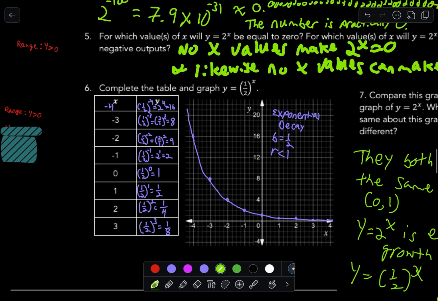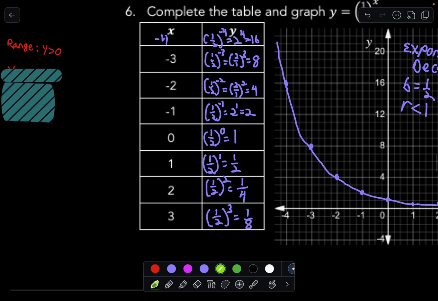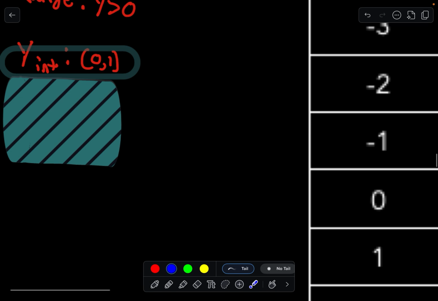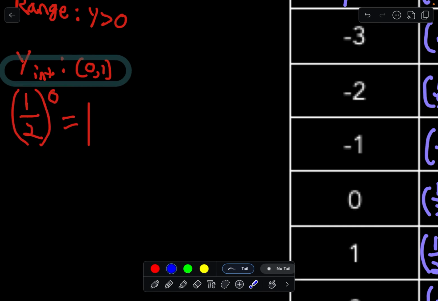The range is still y is greater than 0, because the output is only above. The lowest it gets is close to 0, and then it's always above. So the range is y is greater than 0. The y-intercept is 0, 1, and that's because 1/2 to the 0 is 1.